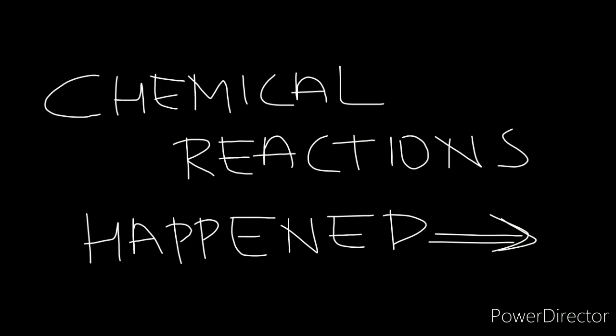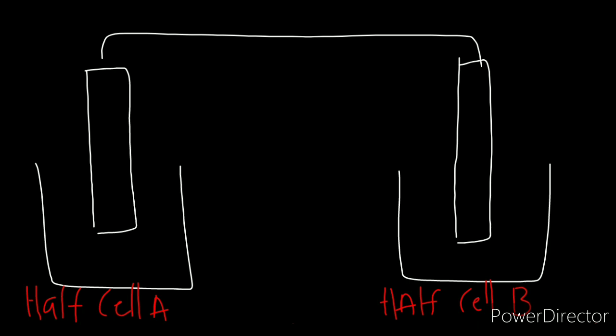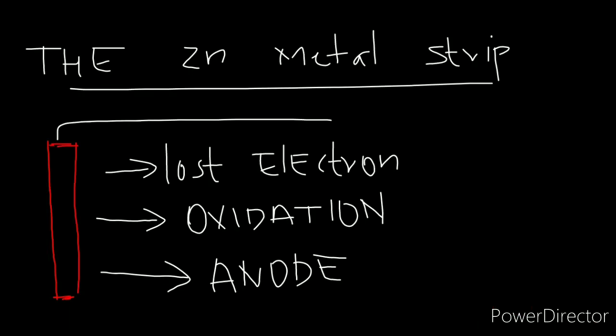And once more, let's look at what happens in a galvanic cell from the beginning. Here, a galvanic cell consists of two half cells. Each of these beakers represents a half cell, and one half cell contains a zinc electrode dipped in a zinc sulfate solution and the other half cell consists of a copper electrode dipped in a copper sulfate solution.